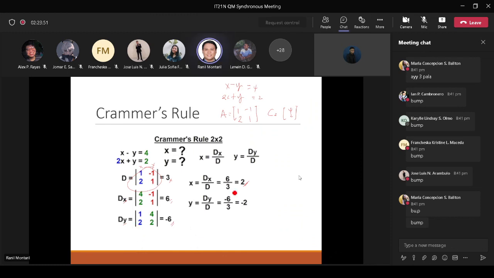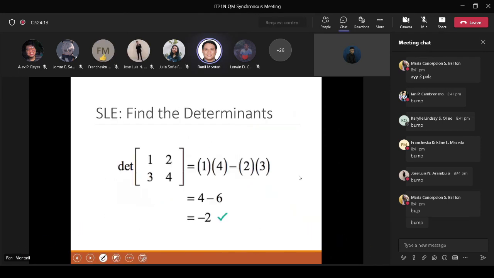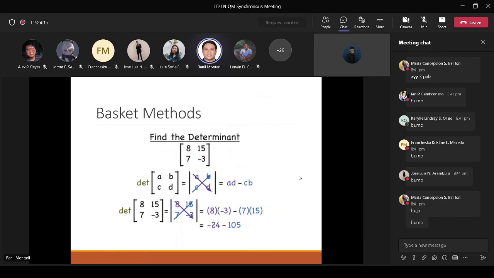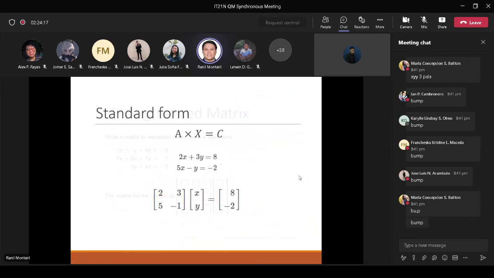To get y, the determinant of y should be divided by the determinant of the coefficient matrix, which is negative 6 over 3, which is negative 2. Okay? Is it easy? Now, let's go back to the previous problem. This is our previous problem. Right?